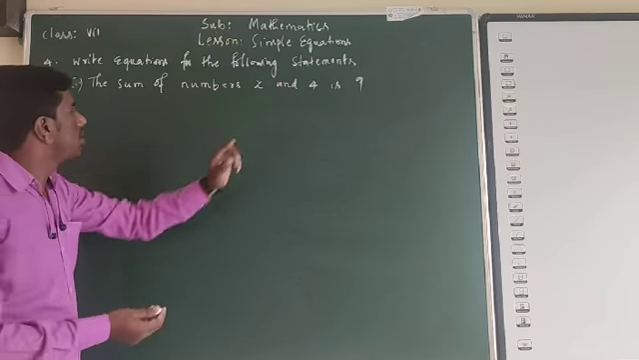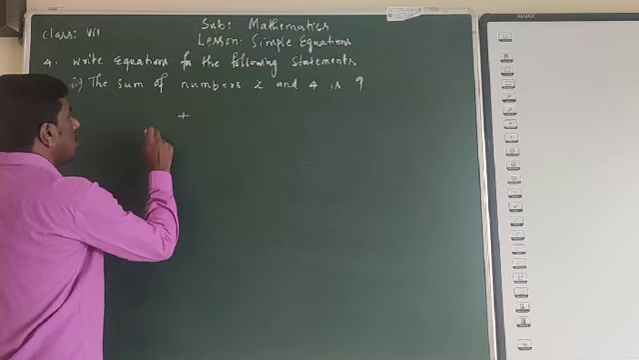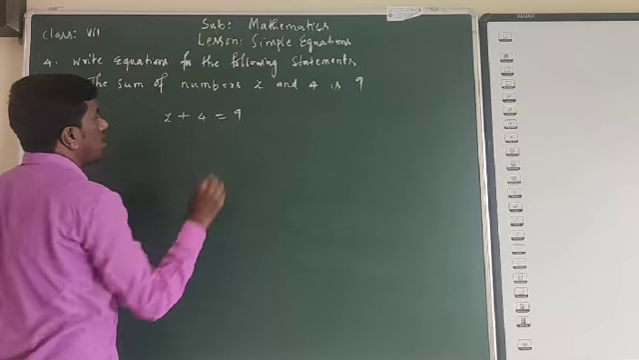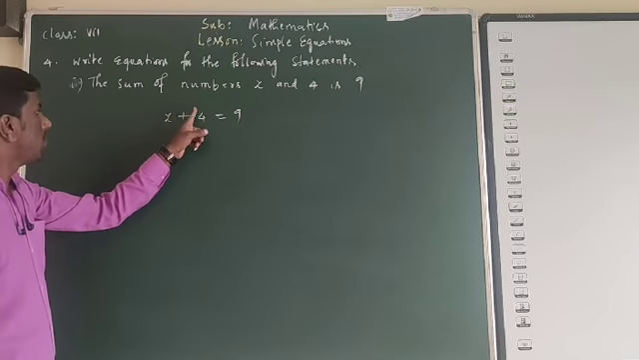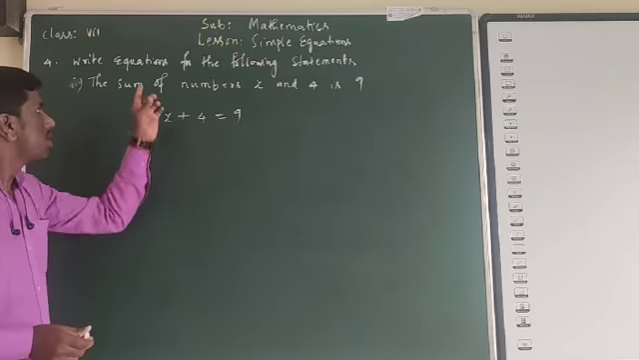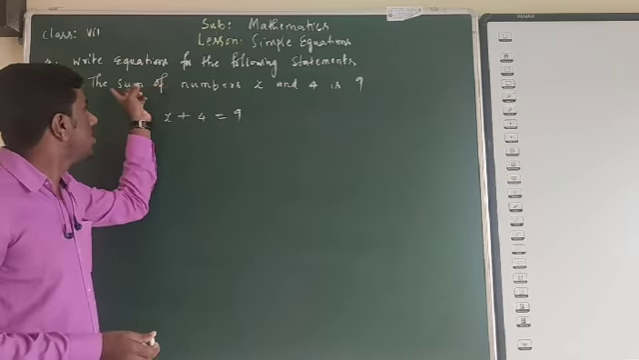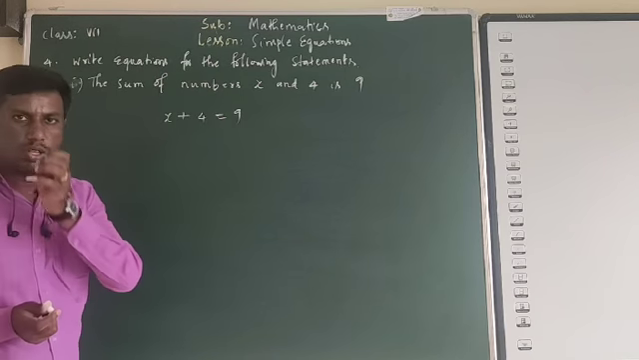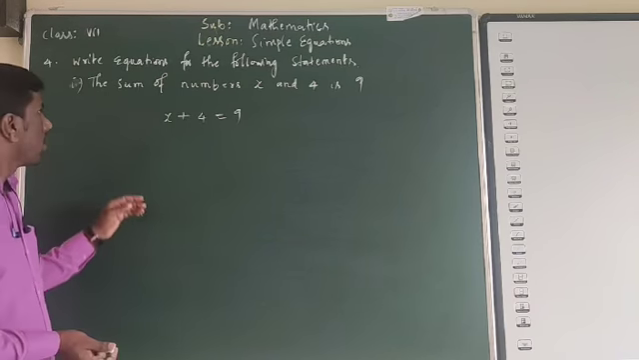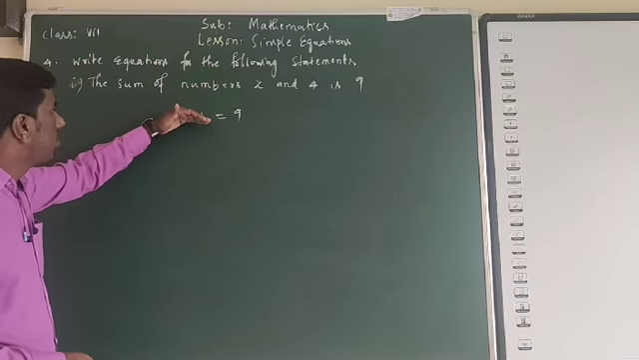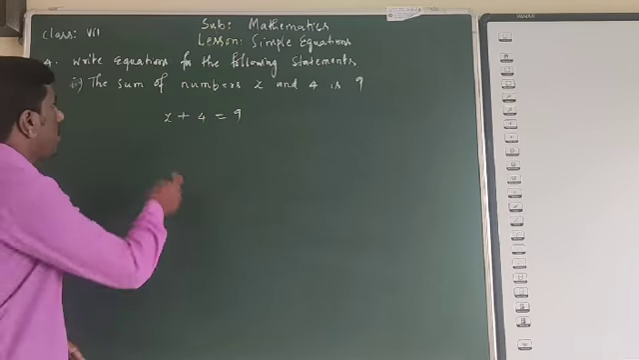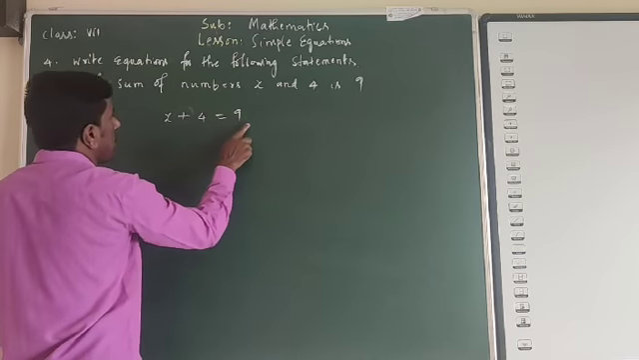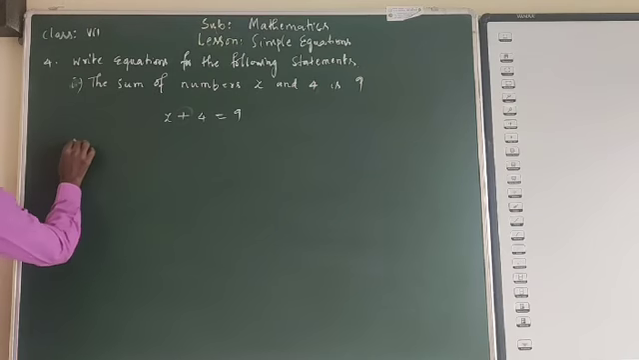Sum of numbers x and 4. Sum, this is addition. What are the numbers? x and 4, is 9. That's it. So this is the statement form, and this is the equation form. Given the statement form, we can convert it into an equation. Again, the same equation we can convert into a statement form. Statement converted into equation form, equation converted into statement form. Sum of the numbers x and 4 is 9. Very easy, right?